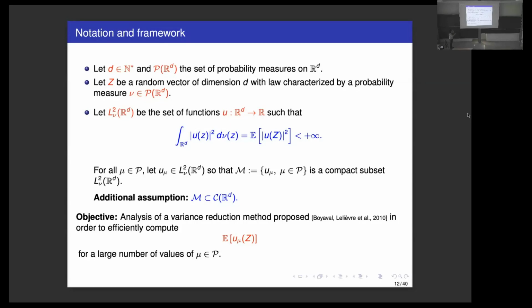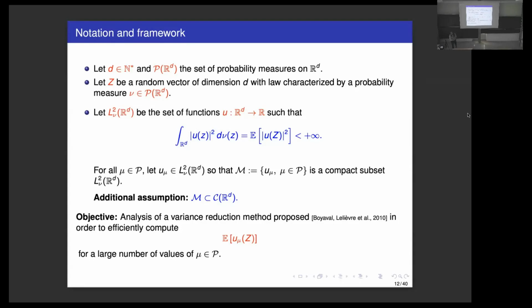Here d will be a positive integer, and P(R^d) will denote the set of probability measures on R^d. I'm going to assume that Z is a random vector of dimension d, with its law characterized by a probability measure, which will be denoted by nu in my talk. And I will denote by L2 nu of R^d the set of functions u defined over R^d with values in R, such that they are square integrable with respect to the measure nu.